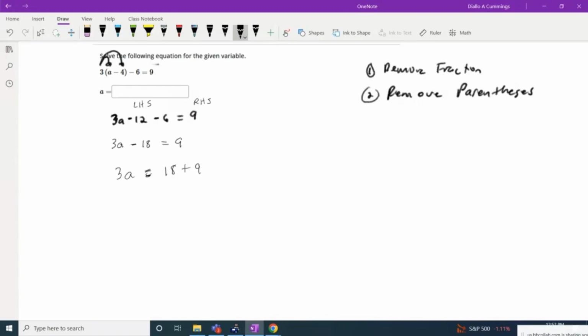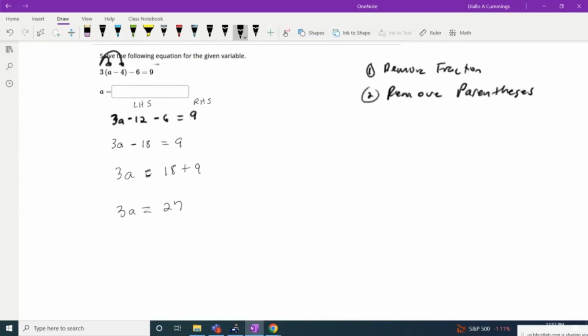All right. So now we have 3a is equal to 18 plus 9. The next thing I'm going to do is simplify my right-hand side. I'm going to bring down 3a. 18 plus 9 is 27.